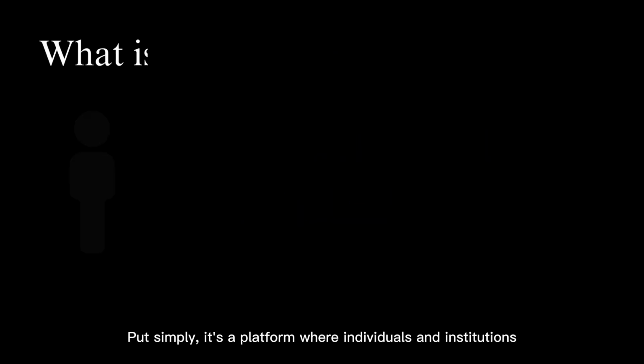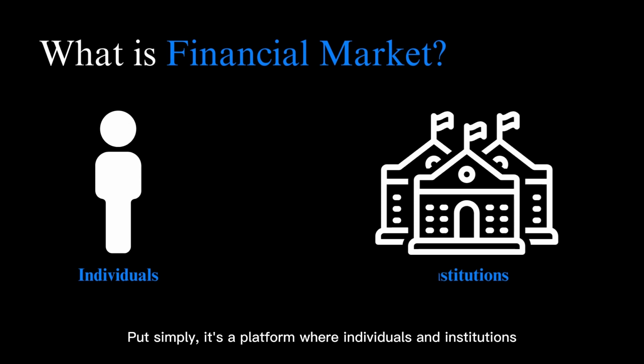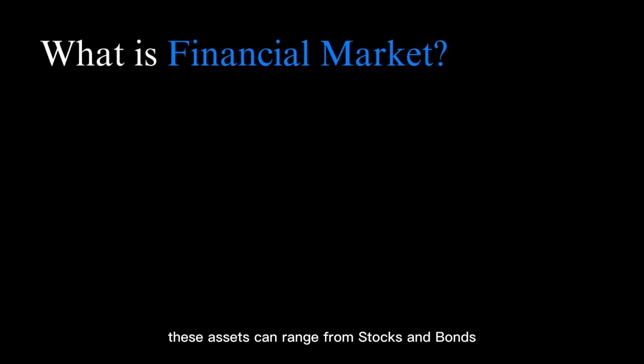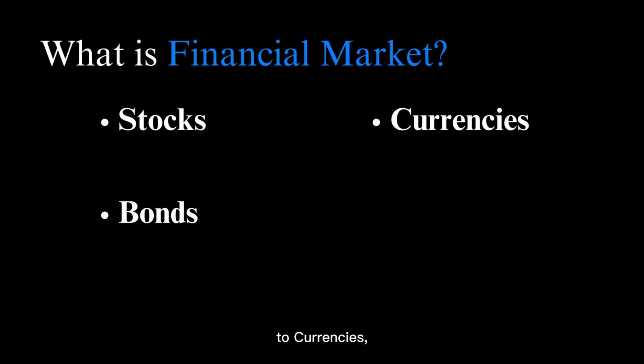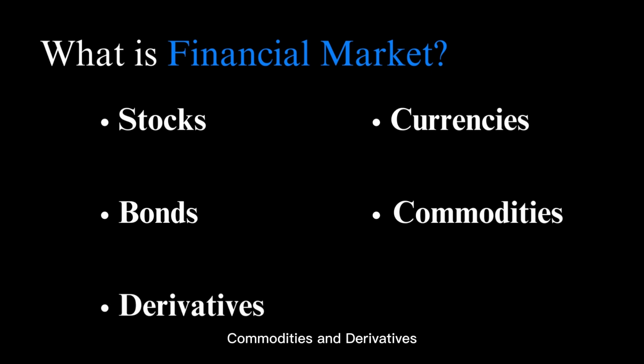Put simply, it's a platform where individuals and institutions come together to buy and sell financial assets. These assets can range from stocks and bonds to currencies, commodities, and derivatives. The financial market acts as a facilitator, bringing buyers and sellers together to trade these assets.